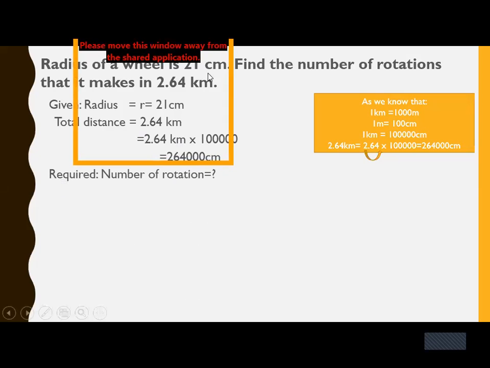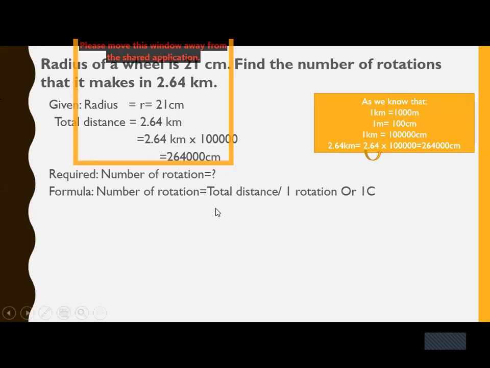Now what is required in this question? Number of rotation is required, and we know from the formula that number of rotation is equal to total distance upon one rotation, or one circumference. And one circumference is equal to 2 pi r.